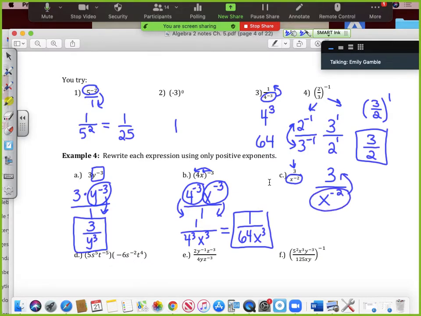So when that does move up top, the fraction actually completely goes away, since the x to the negative 2 will be raised to the top as x to the positive 2, and that would be your final answer for that one.